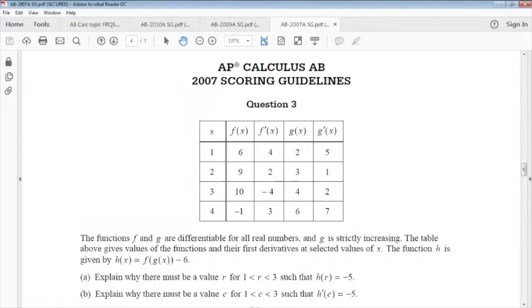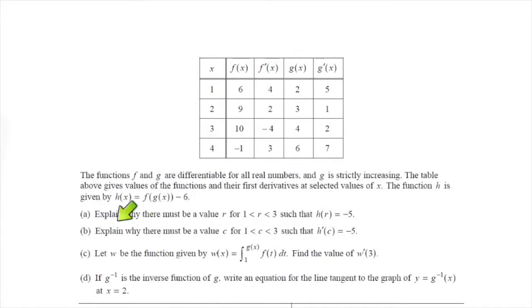Calc AB question 3 from 2007. Alright, let's get busy on this guy. Okay, functions f and g are differentiable for all real numbers, and g is strictly increasing. The table above gives values of the functions and their first derivatives at selected values of x. The function h is described by this thing right here.